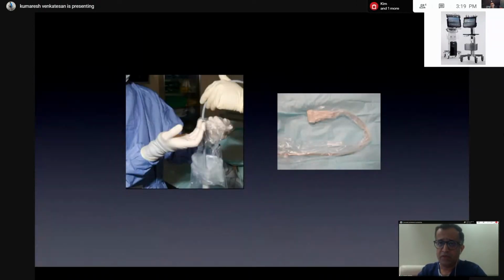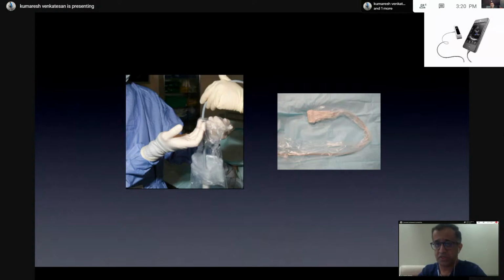When you're performing the procedure in real time, it's imperative to make sure that you use the sterile sheath to maintain absolute sterility.